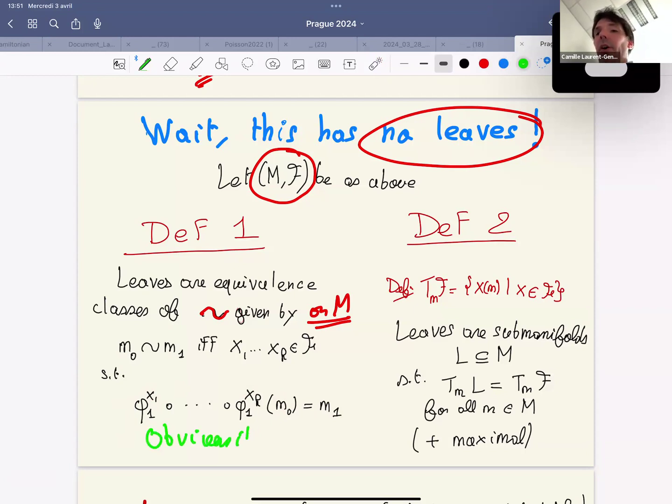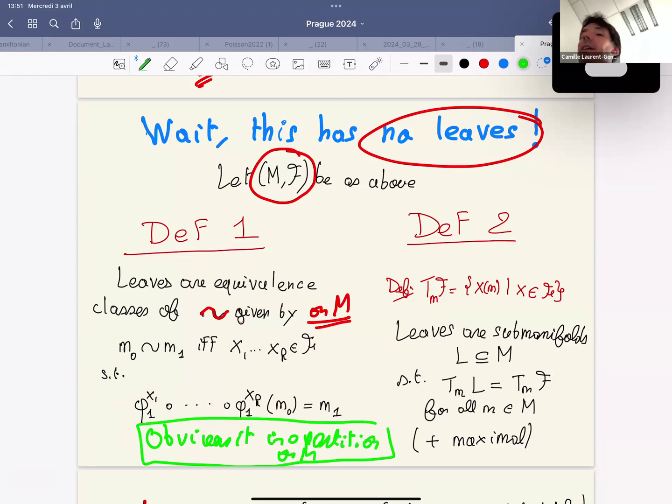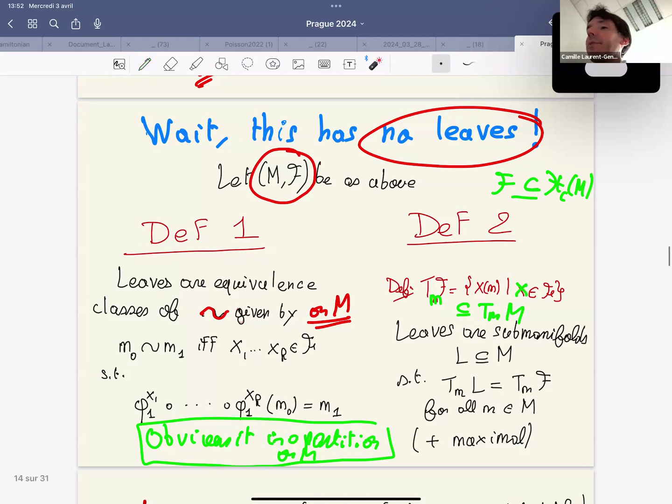It is a partition of M. I mean, it's an equivalence relation, obviously. But you want something else on leaves. So we have F, the compactly supported vector fields. When you are given a point M, it's very logical to look at the subspace of TMM obtained by taking the value at M of all vector fields in F, right? That's the obvious thing you want to do.